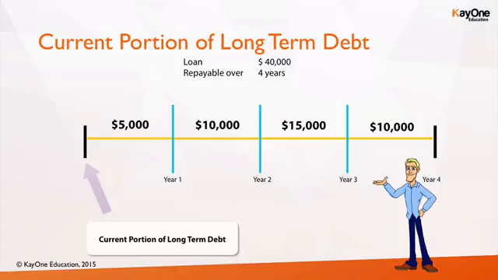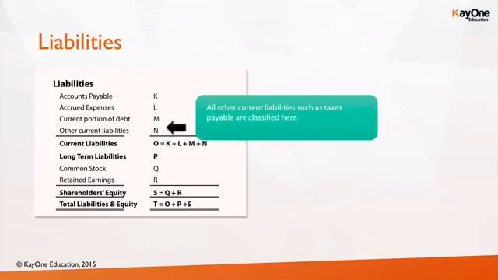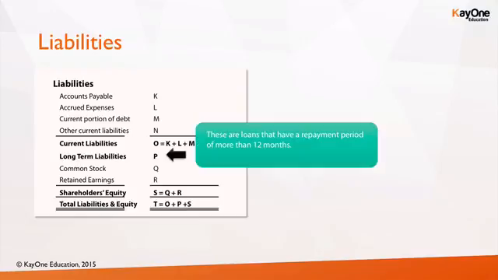The current portion of long-term debt as at year 1 is $10,000, which is the amount payable in year 2. And the current portion of long-term debt in year 2 is $15,000, which is payable in year 3, and so on. So current portion of long-term debt is the amount which is payable to the banker for the next 12 months. Other current liabilities can include all other liabilities which are neither classified in K, L or M, and it could include items such as tax payable, etc. So this is current liabilities.